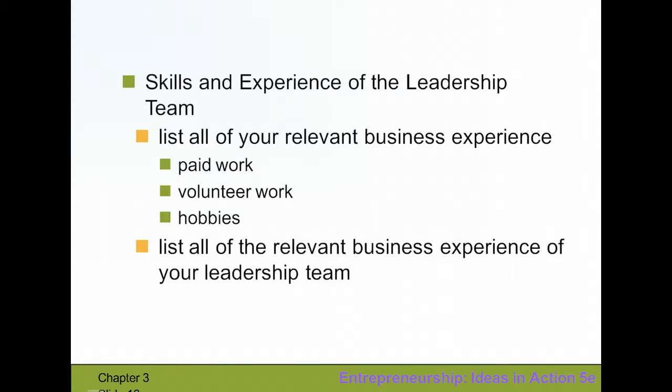As the owner of the business, a written summary of your experience is an essential part of your business plan. This summary should emphasize all experience you have that relates to the business, including paid work experience, volunteer experience, and any hobbies you have that relate to your proposed business. Along with you, any other individuals that you hire to serve as managers will make up the leadership team of your business. The skills and experience of the members of your leadership team will also be relevant.